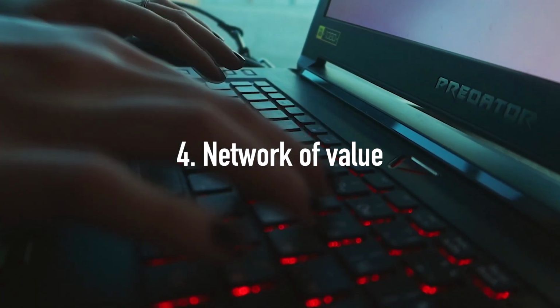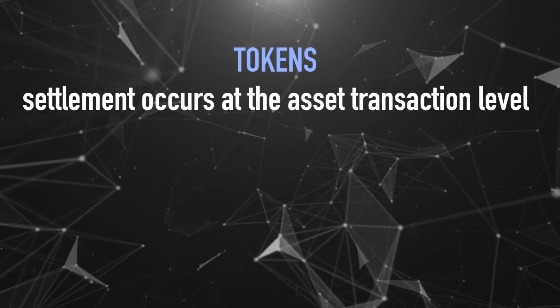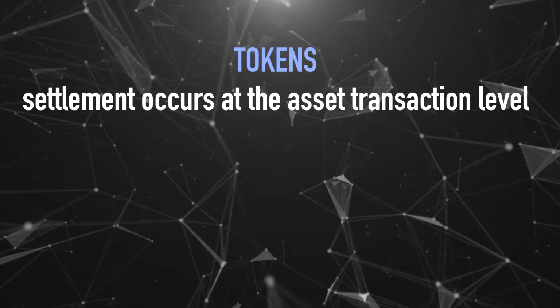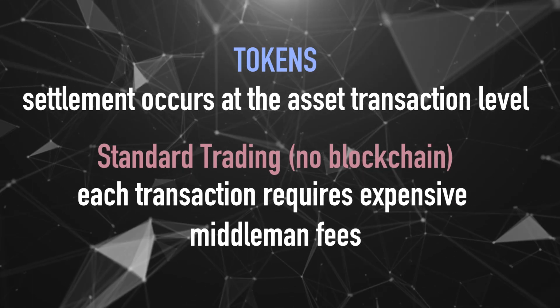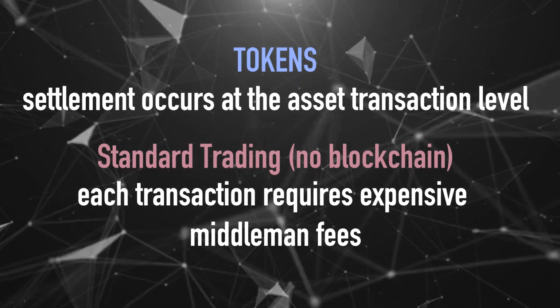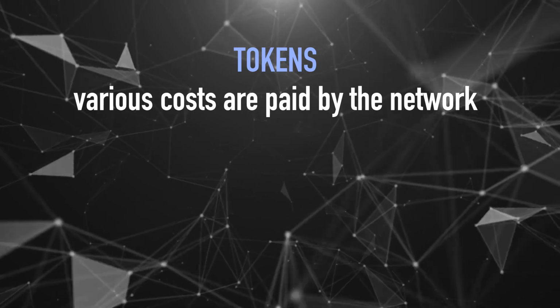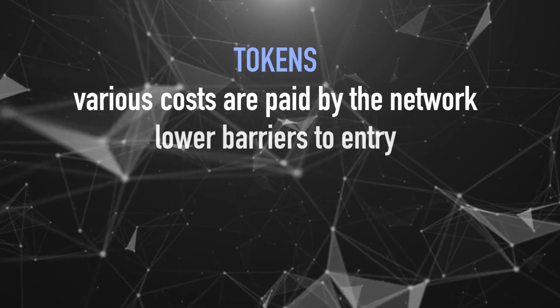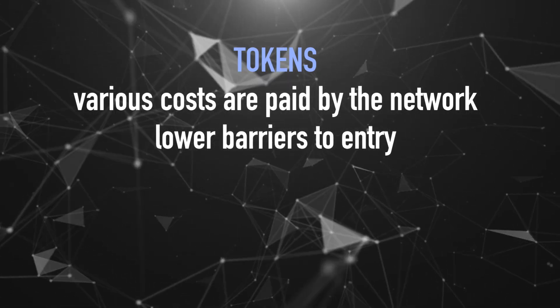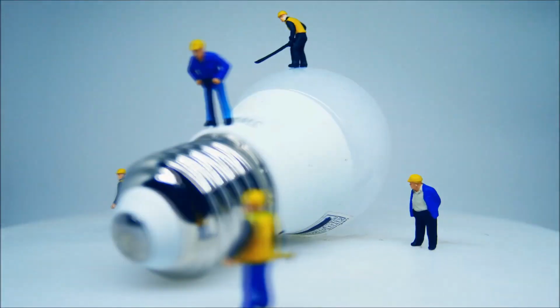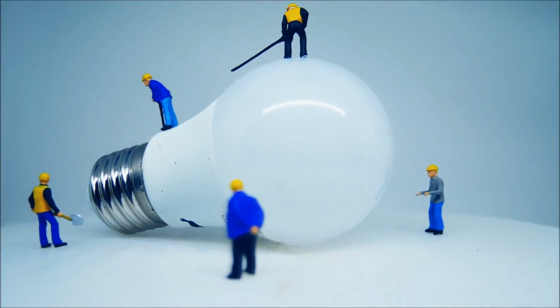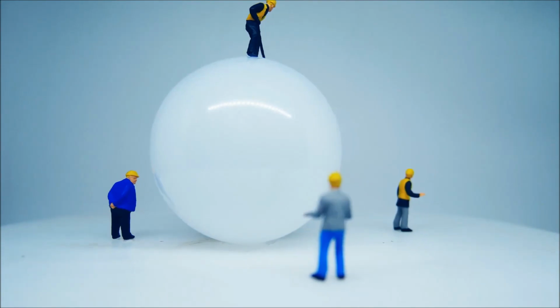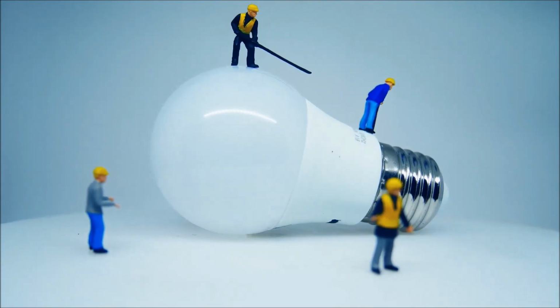Network of value. A core differentiator between sending digital tokens and sending trades electronically is tokens allow for settlement to occur at the asset transaction level. Currently, through standard trading, each transaction brings a new expensive responsibility for the trading agent. With tokenization, settlement and compliance costs are effectively borne by the network, allowing for a far easier process to onboard new participants due to lower barriers of entry. Network formation and maintenance also become much faster and cheaper. This shift in responsibility also sets the foundation to allow for cross-network exchange.